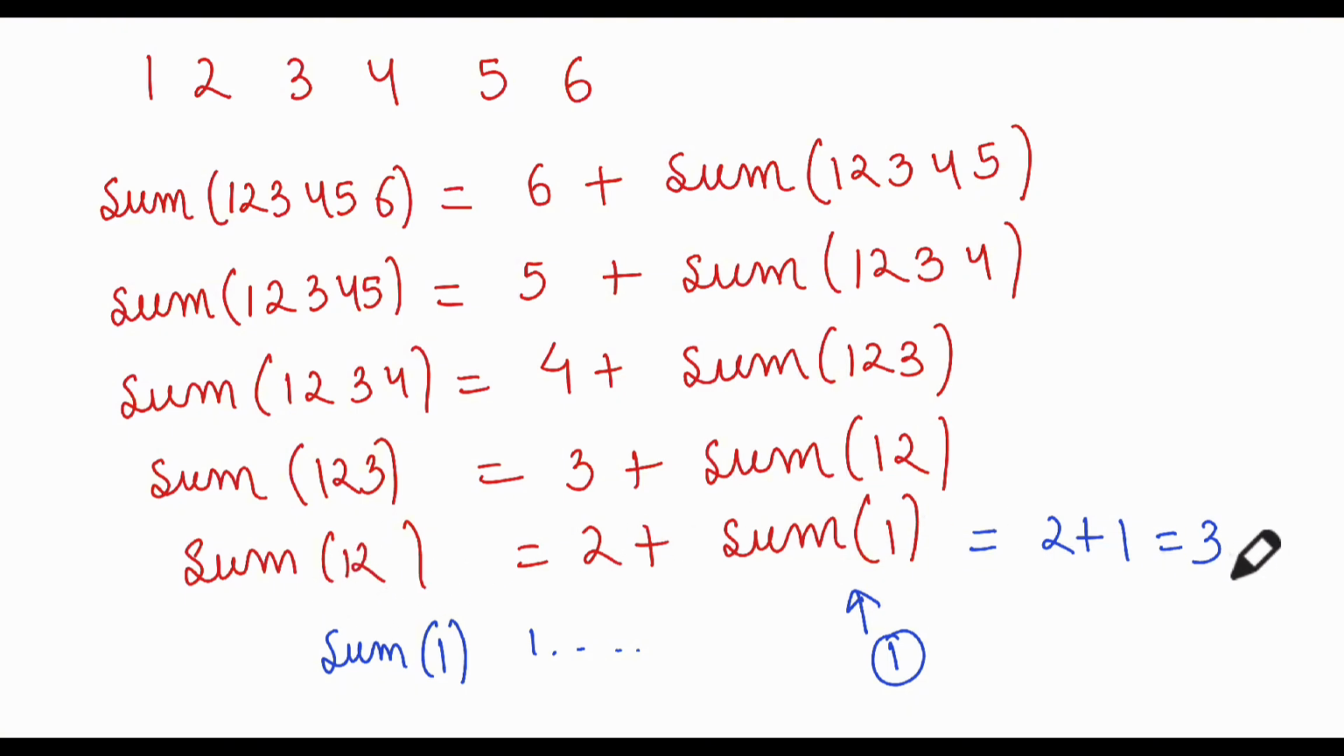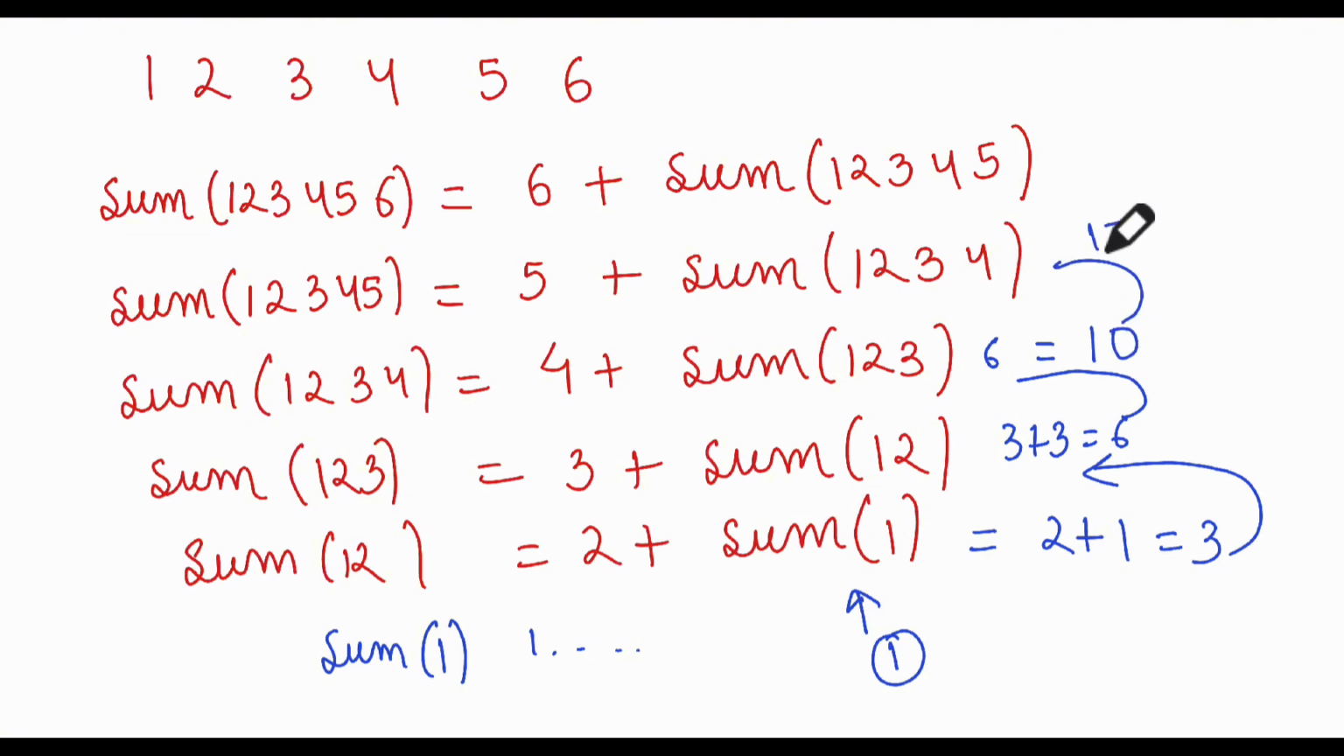So I will back propagate it here. Now it will say the sum of 1, 2, 3 is 3 plus 3, which is equal to 6, correct? Now I got the sum of 1, 2, 3. Now I will back propagate it. 6 will give me 10. Now I'll back propagate it. It will give me 15. Now I'll back propagate it. It will give me 21. So this is how we have created a tree starting from the top and we are going till the bottom. So this is how recursion is applied logically here.